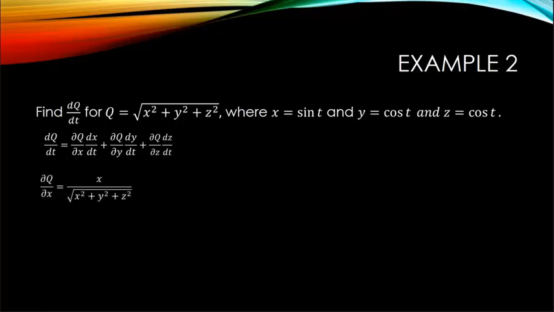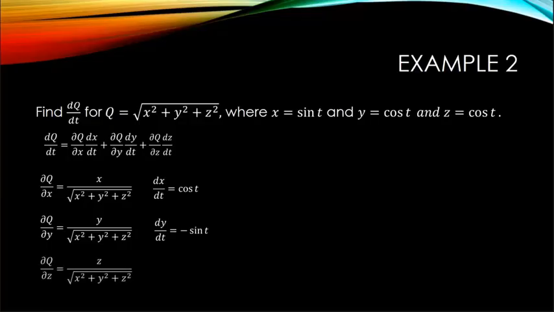The partial of q with respect to x is given by x over the square root of x squared plus y squared plus z squared. dx/dt is cosine t. The partial of q with respect to y is y over the square root of x squared plus y squared plus z squared, and dy/dt is negative sine t. The partial of q with respect to z is z over the square root of x squared plus y squared plus z squared, and dz/dt is negative sine t. I have to put that all together.